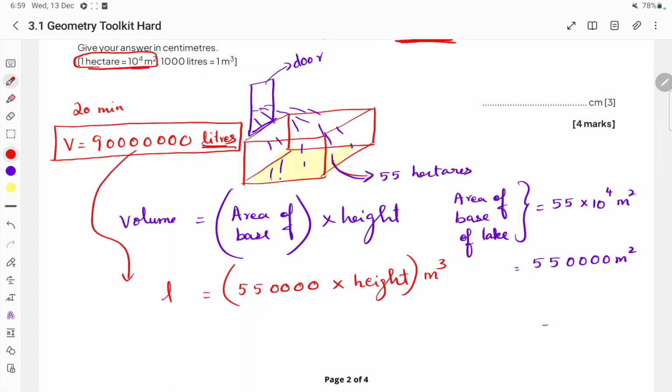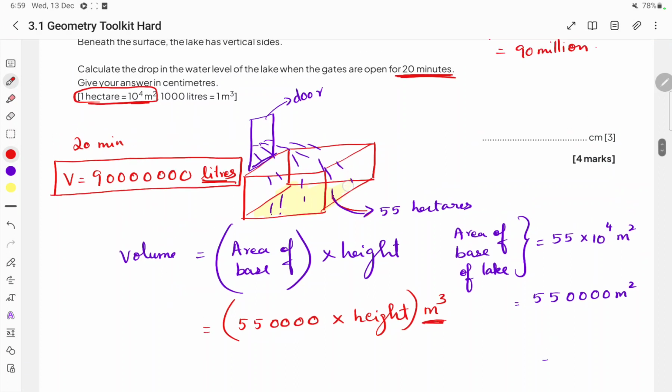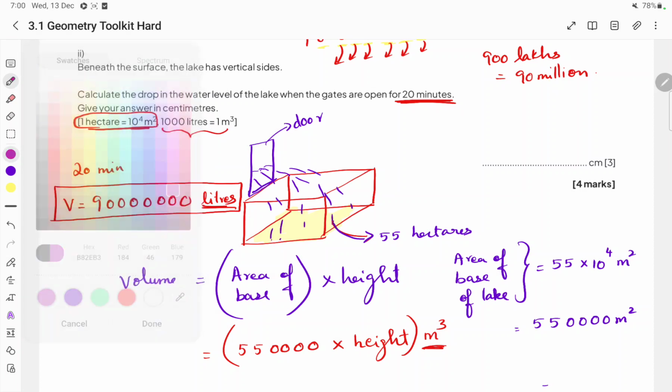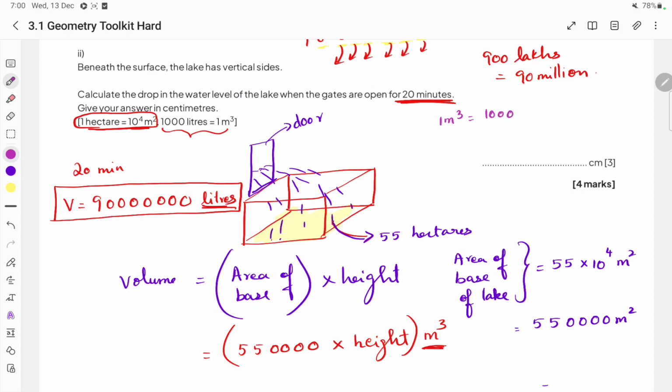This is in liters. I have to convert this liters to meter cube, because here also meter cube is there. If it is of the same unit, then only we can divide. So here they have given the conversion part also. 1 meter cube is equal to 1000 liters. In 1 meter cube volume, we can have 1000 liters.